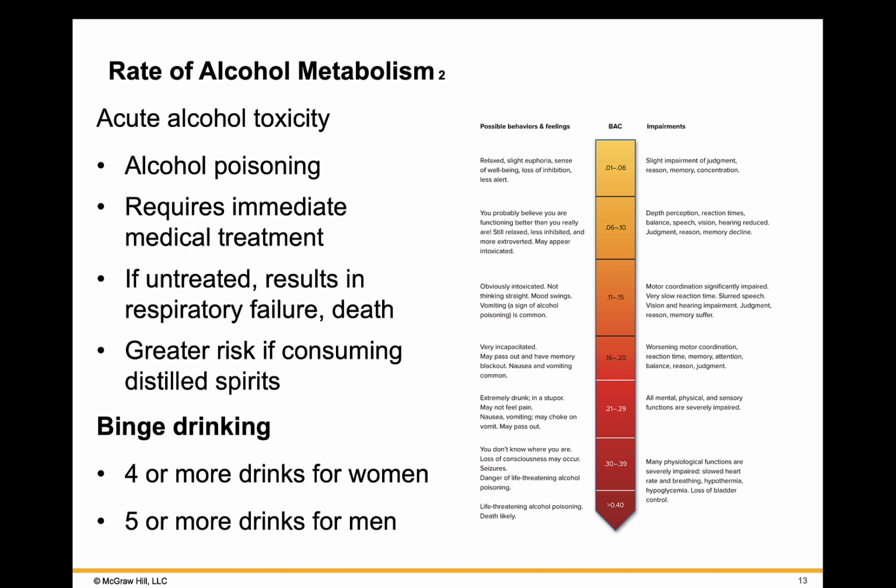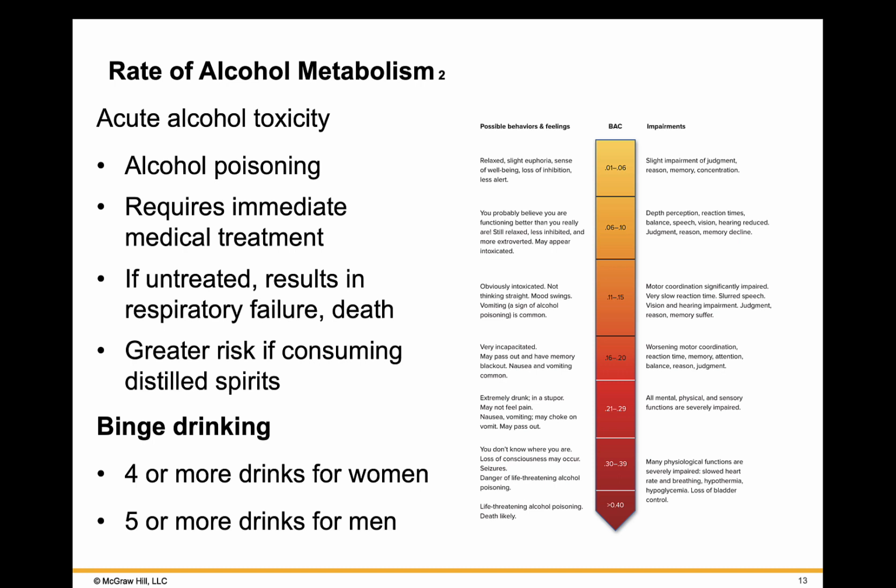This is when many will start to appear actually intoxicated. Now, what will be impaired is depth perception, reaction times, balance, speech, vision, hearing, reduced judgment, reason, and a decline in memory. When we look at 0.11 to 0.15, this is obviously intoxicated: not thinking straight, mood swings, vomiting. A sign of alcohol poisoning is common at these BAC levels. Motor coordination is significantly impaired. Reaction times are very much slowed down. You will be experiencing slurred speech, vision and hearing impairment, and judgment, reason, and memory suffer.